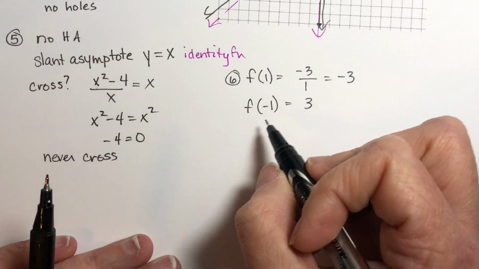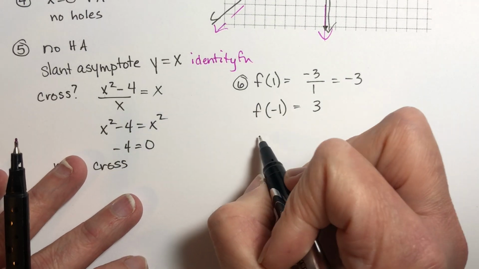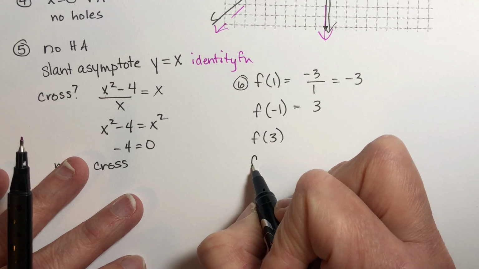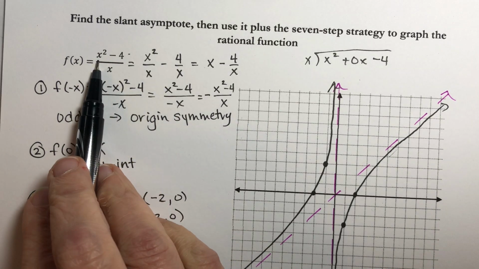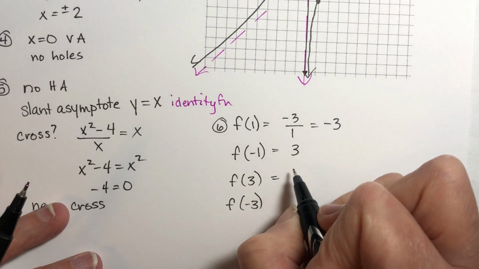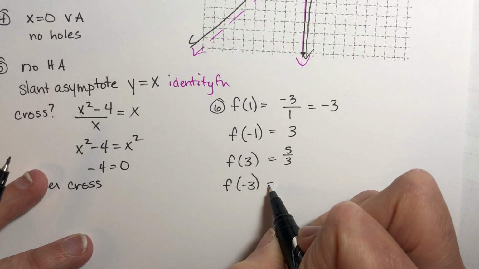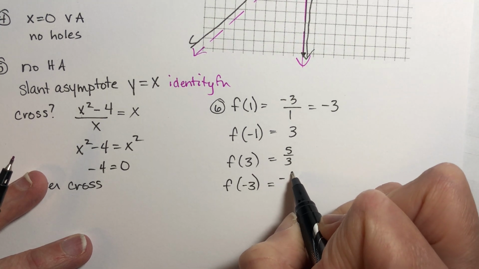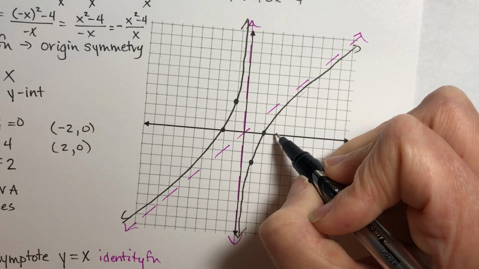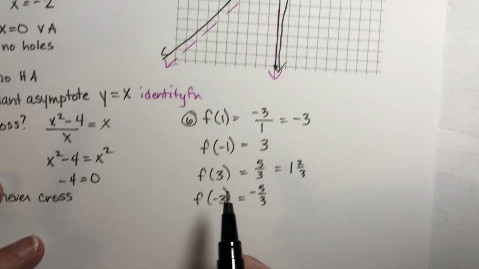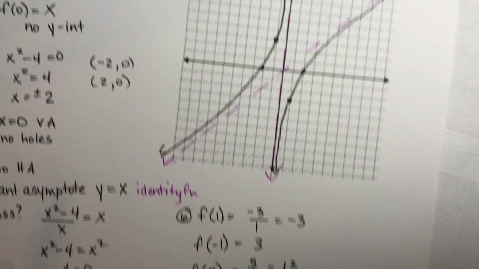You can keep doing this. If I plugged in 2 and negative 2, I got zeros. But if I plugged in 3 and negative 3, they should just have opposite answers. So this would be 9 minus 4, which is 5, over 3. So I get 5/3. And for negative 3, I would get negative 5/3. That's 1 2/3, right? So at 3, 1 2/3 seems reasonable. At negative 3, negative 1 2/3 makes sense too.